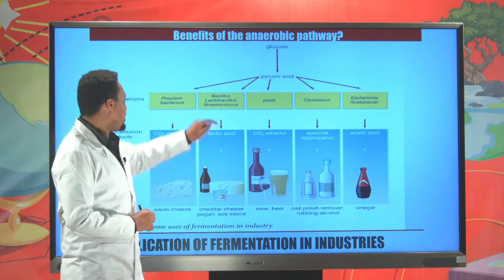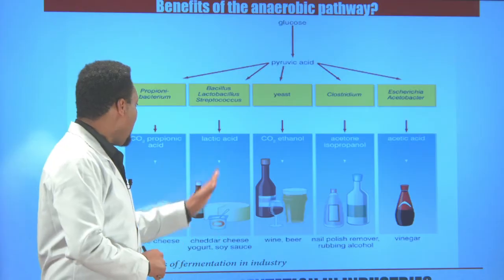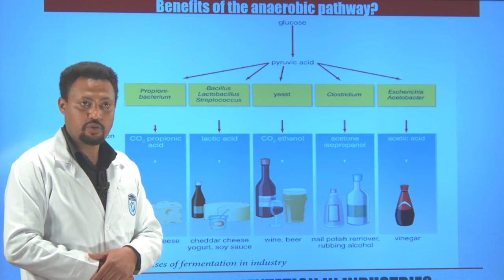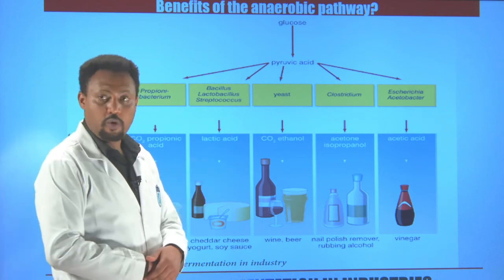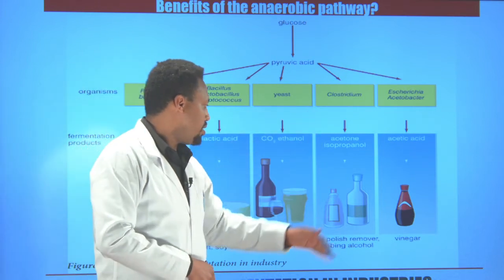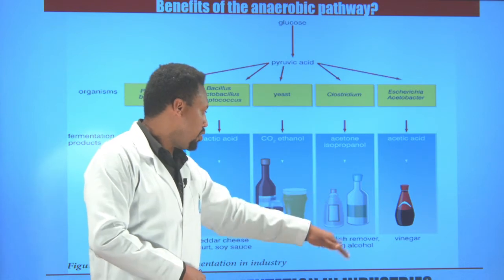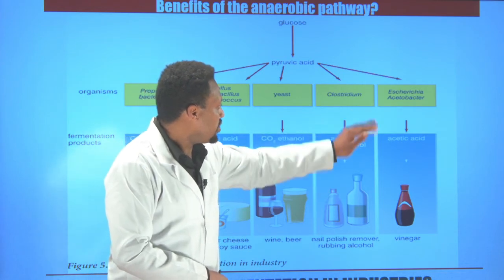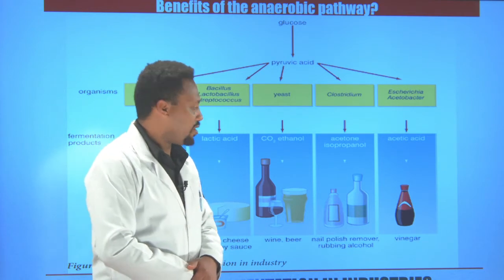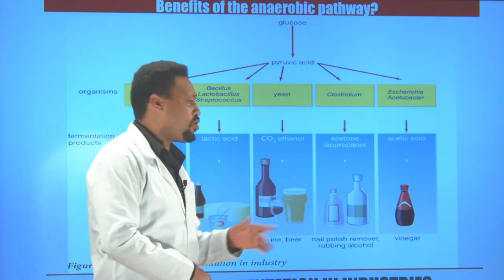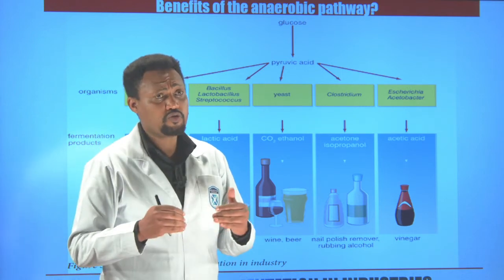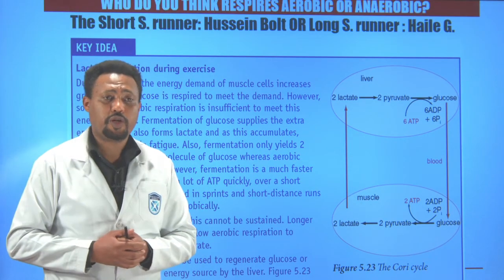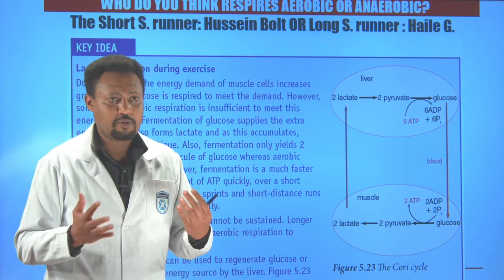The other one, Bacillus, Lactobacillus, and Streptococcus bacteria are able to make lactic acid that is used in many different kinds of products we use in our life. Yeast, as you know, makes alcoholic drinks. Clostridium is used to make acetone and isopropanol, products that are used in nail polish and rubbing alcohol. Escherichia coli and Acetobacter help us to produce acetic acid. We use these chemicals for many industrial activities. So the anaerobic pathway is useful in these ways. So I need you to differentiate the two. The anaerobic pathway will help to produce products, while the aerobic pathway produces a large amount of ATP molecules.